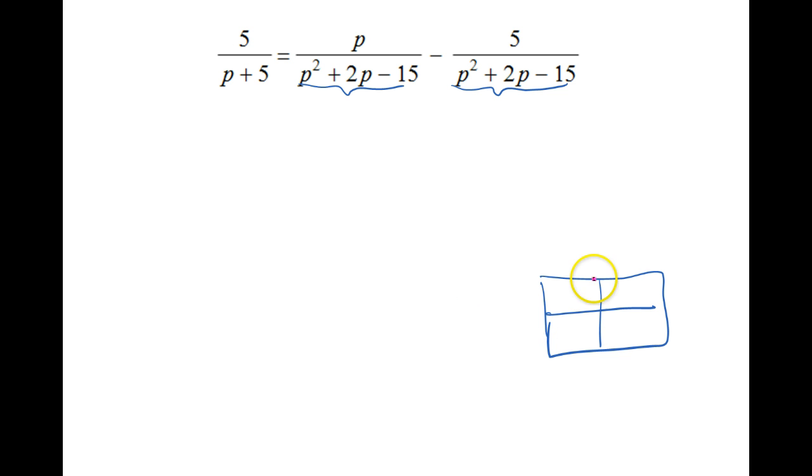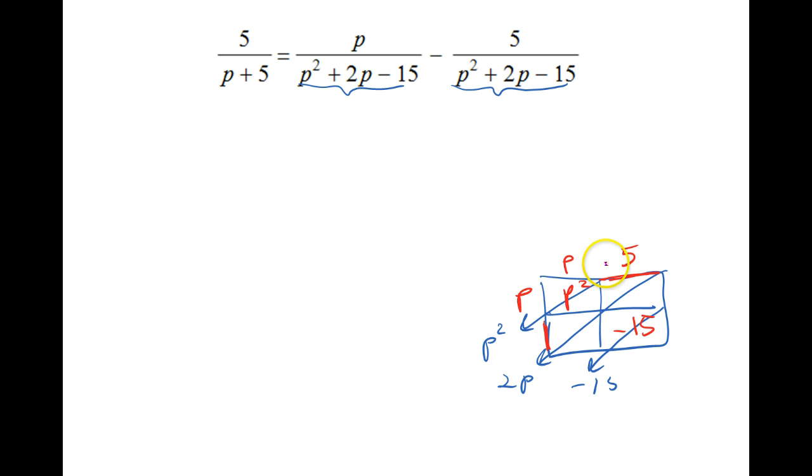using my area model, I know that this has to be p squared, this would have to be 2p, and then the sum of this rectangle would have to be negative 15. So this would have to be p squared, and this would have to be negative 15, which means these lengths would both have to be p. And now it's up to me to find these lengths to multiply to negative 15, but make sure that the sum of these two rectangles has to give me a positive 2p.